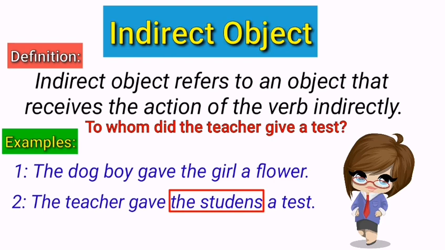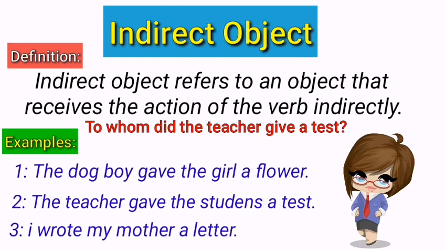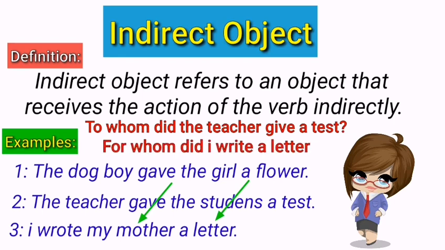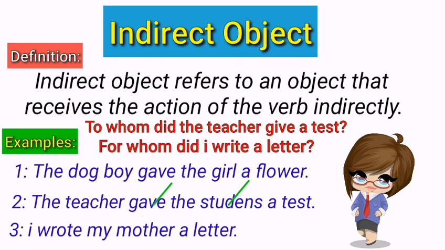Look at this final example. I wrote my mother a letter. Here the two objects are, my mother and, a letter, but how to identify the indirect object in this example? So again ask yourself this question. For whom did I write a letter? The answer is, my mother, so this one is indirect object of this sentence. Basically, it is indirectly affected by the verb, write, and an object which is directly affected is, a letter.